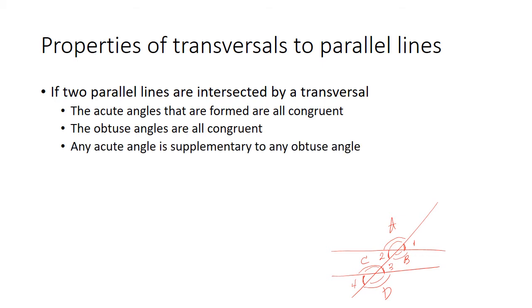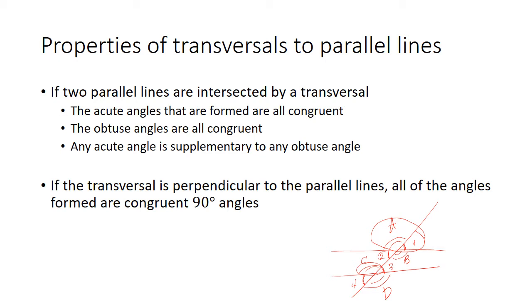You can also say that any acute angle is supplementary to an obtuse angle. So if you look at these two together, it's easy to see that they're supplementary, that they add up to 180 degrees. But you could also say that angle 2 and angle C are supplementary because they're going to add up to 180 degrees as well.